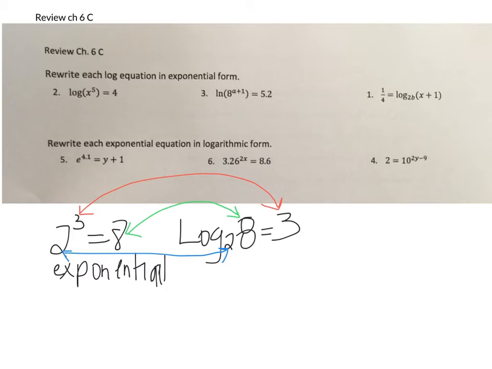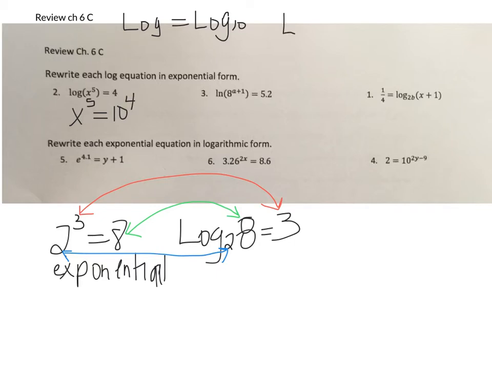So the first problem is log of x to the 5th equals 4. And we have to remember that log with no base is the common log, which is log base 10. So my base is 10. Sometimes we like to write it with the variable. When there's a variable, we want to keep the variable on the same side. So what's inside the log is what it's going to equal. x to the 5th equals my base, 10 to the 4th power.